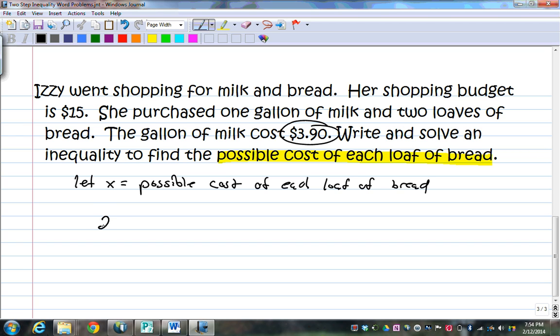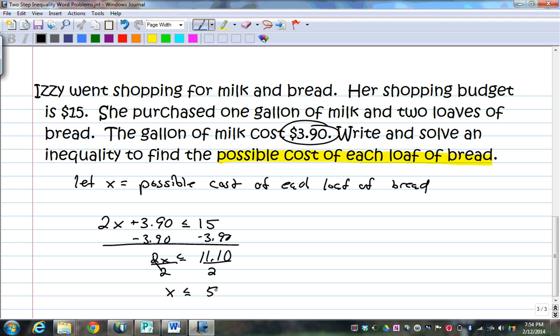So if we say that 2 times the cost per loaf plus $3.90 should be less than or equal to her budget of $15. Subtract $3.90 from both sides. And 2x is less than or equal to $11.10. Divide both sides by 2, and x is less than or equal to $5.55.